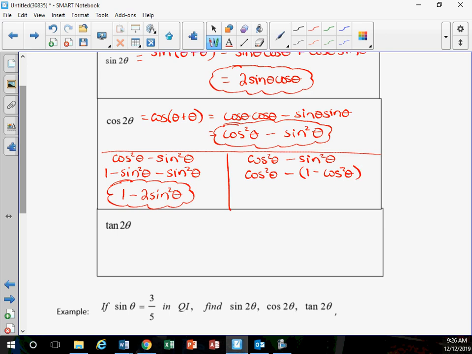Okay, be careful with your negatives here. What do we end up with? Yes. You and your signs over there. You guys see how it's 2 cosine squared theta minus 1?